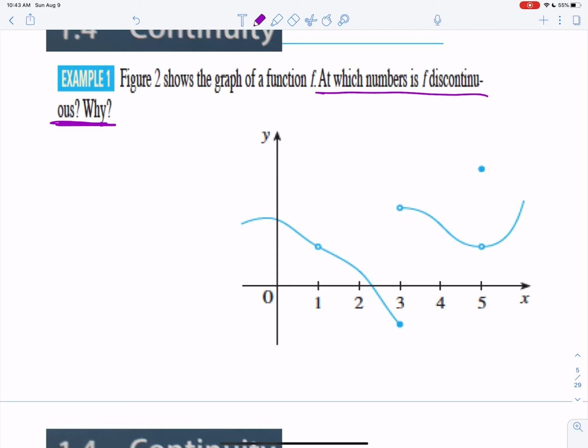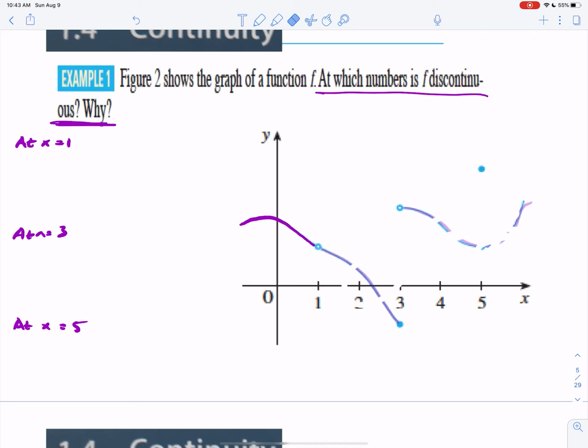So while you were drawing this out, where did you have to lift up your pencil, right? So eventually you have to lift up your pencil right there at 1, at 3, and at 5, right? At 1, at 3, and at 5. So at x equals 1, at x equals 3, and at x equals 5. I'm leaving space in between so we can explain it, okay?